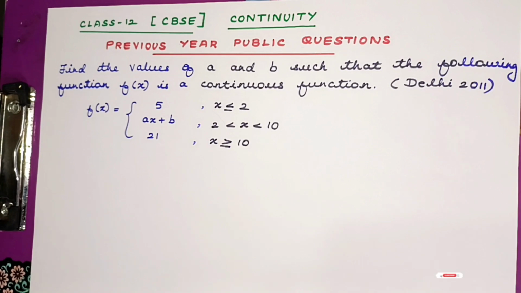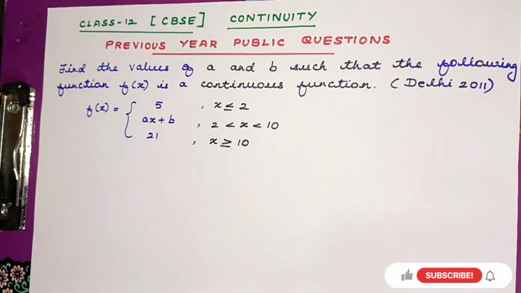Hello students. In this video we are going to see a problem on continuity. So let us get into the question. Find the values of a and b such that the following function is a continuous function. Tamil students, kindly listen till end. I will explain in Tamil at the end of the video.